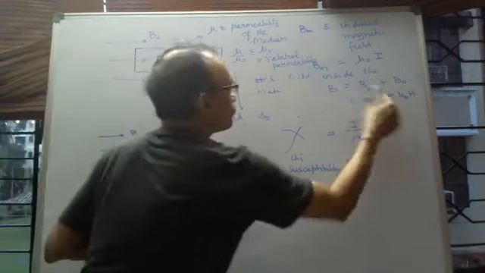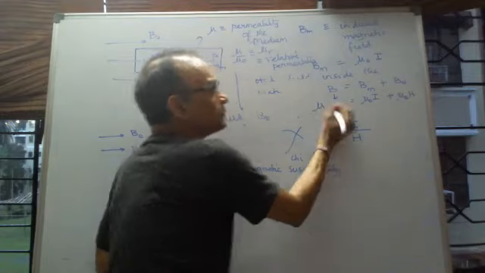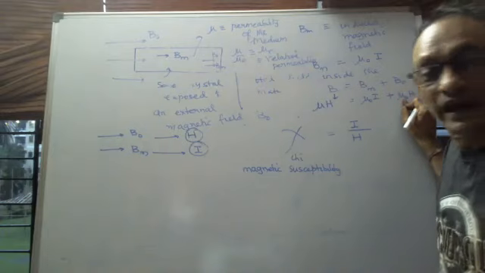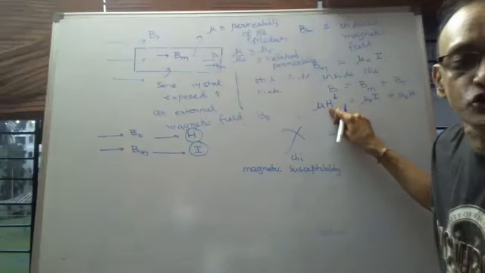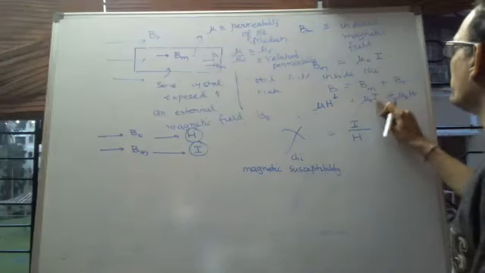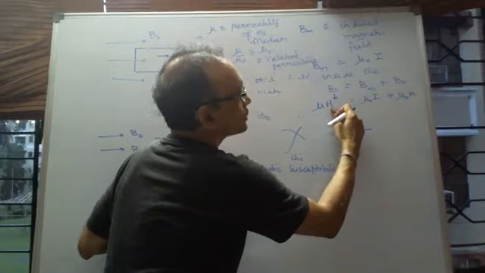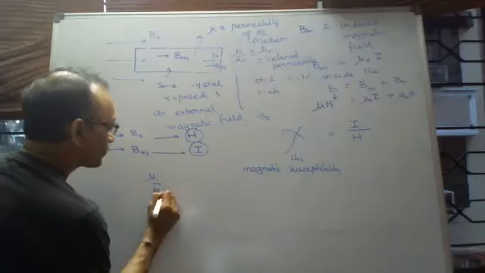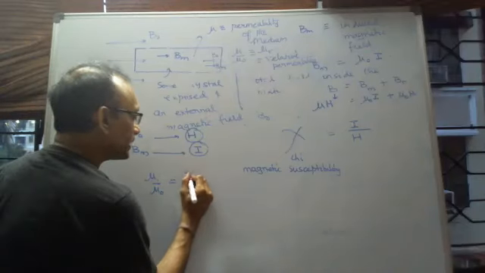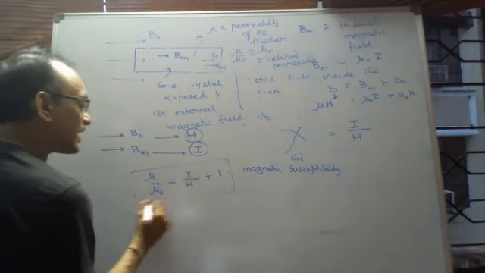B is the net magnetic field, so I have to use the net permeability of the material times H. In air, B naught is mu naught H. But in that medium, instead of mu naught we use mu, and H is H. So mu H is mu naught I plus mu naught H. Then I divide by mu naught into H, so mu by mu naught is I by H plus 1.